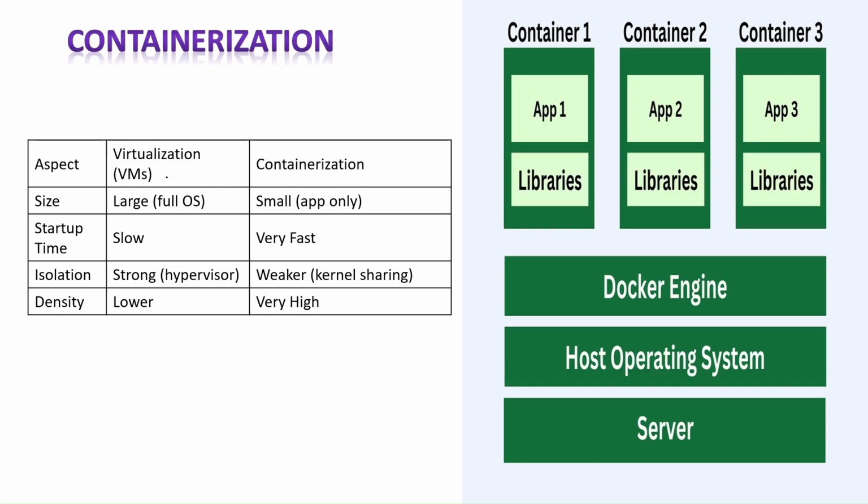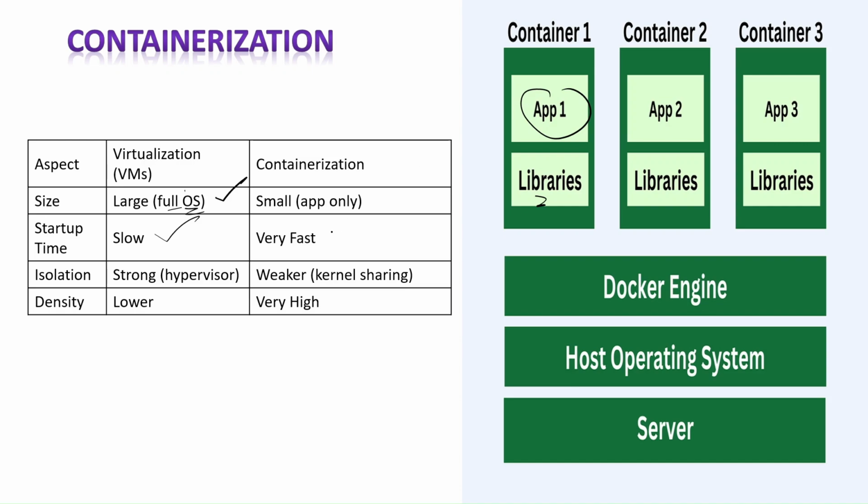Now the comparison between VMs and containerization. On size, a virtualized VM is large because it has a full OS, and containers are small because we have only the application and its dependencies. Startup time of VMs is slow because they need to start the complete operating system.